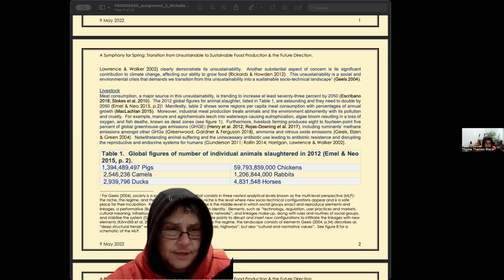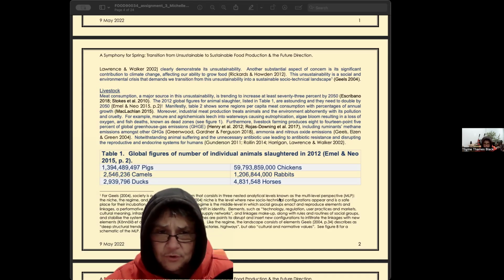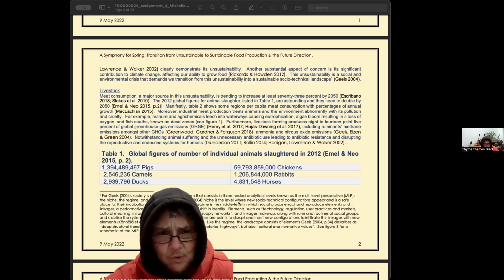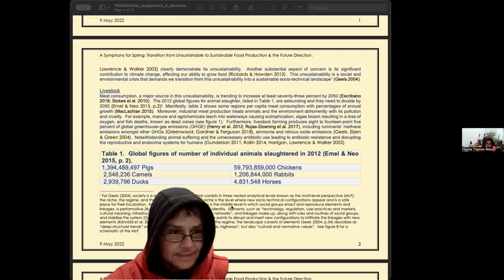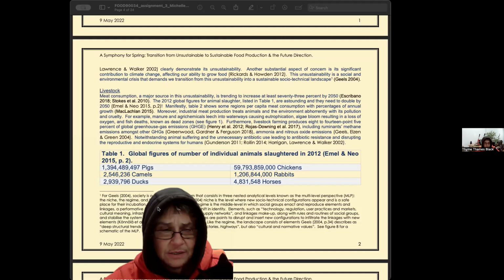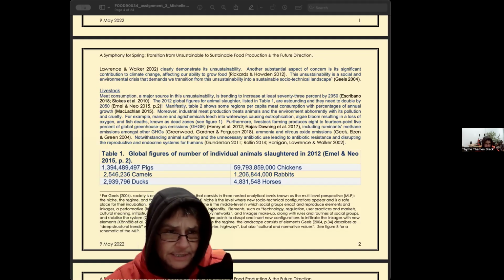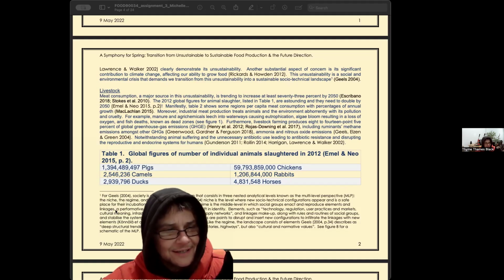Society is a socio-technical system that consists of three nested analytical levels known as the multi-level perspective, MLP: the niche, the regime, and the landscape. Geels's 2004 niche is the level where new socio-technical configurations appear and is a safe place for their incubation. Regimes hold niches. The regime is the middle level in which social groups enact and reproduce elements and linkages, a performative.